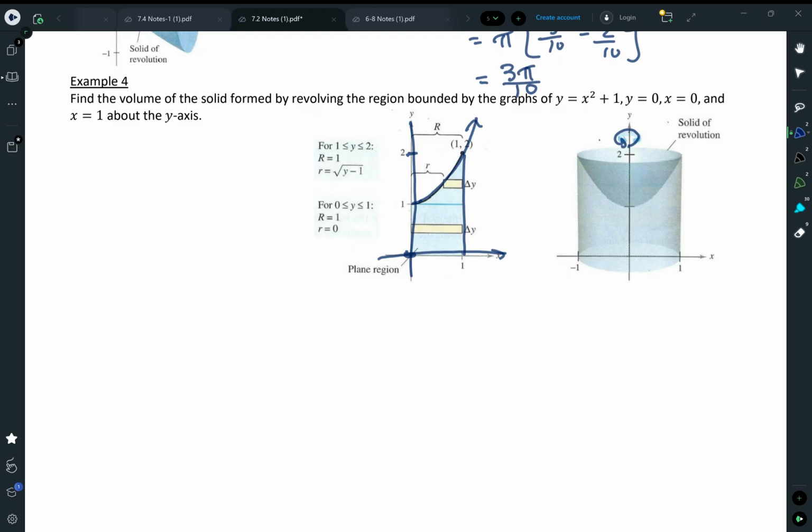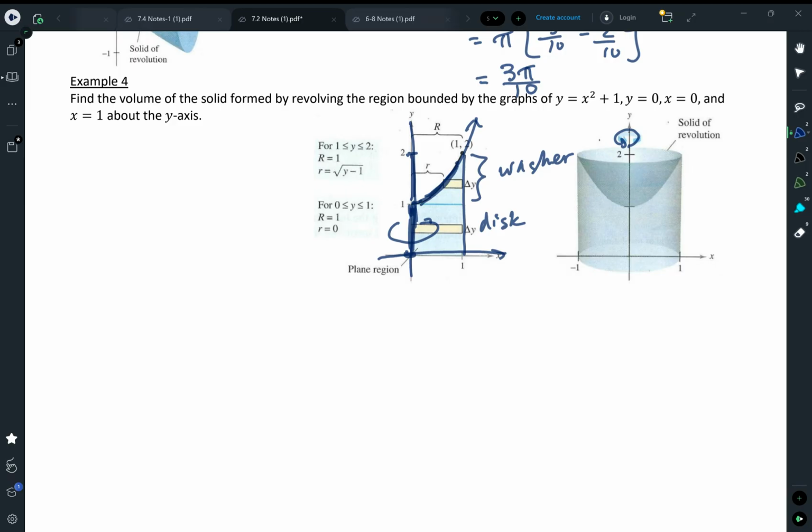It's kind of interesting because at the bottom, my blue shaded region that I'm revolving is touching all the way from 0 to 1. This part right here is going to be solid all the way through. It's going to be a disk. And then from 1 to 2, my blue region over here is not touching my y-axis. There's going to be a gap in there. So I'm looking at a washer.